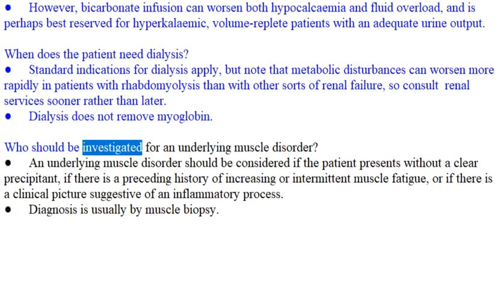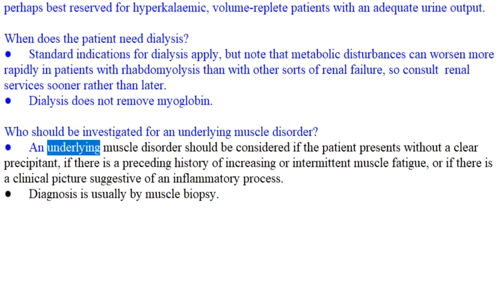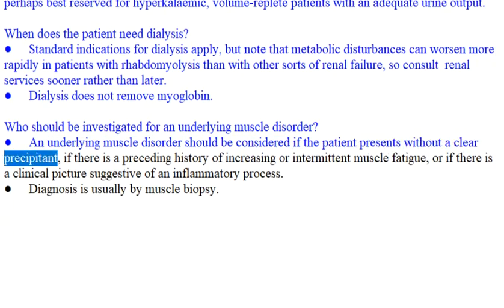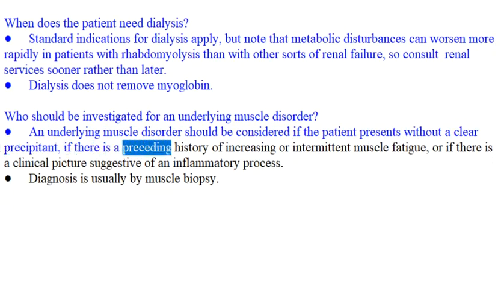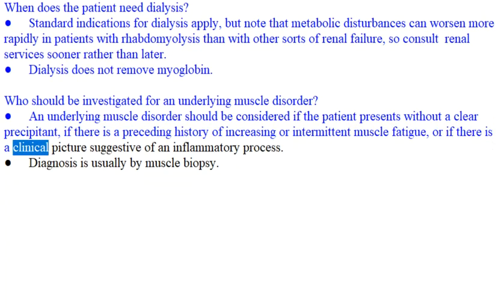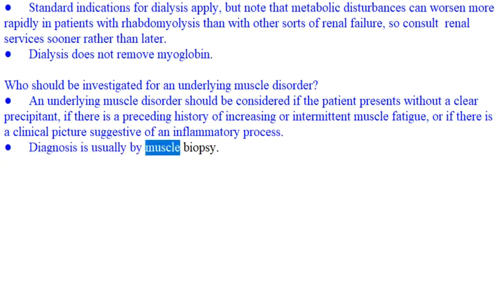Who should be investigated for an underlying muscle disorder? An underlying muscle disorder should be considered if the patient presents without a clear precipitant, if there is a preceding history of increasing or intermittent muscle fatigue, or if there is a clinical picture suggestive of an inflammatory process. Diagnosis is usually by muscle biopsy.